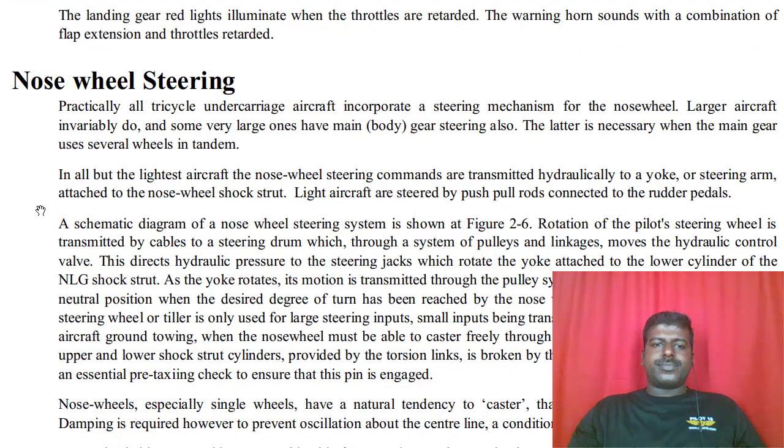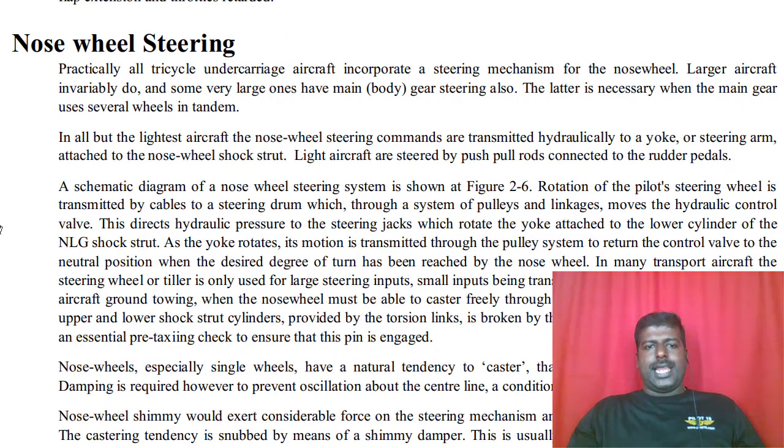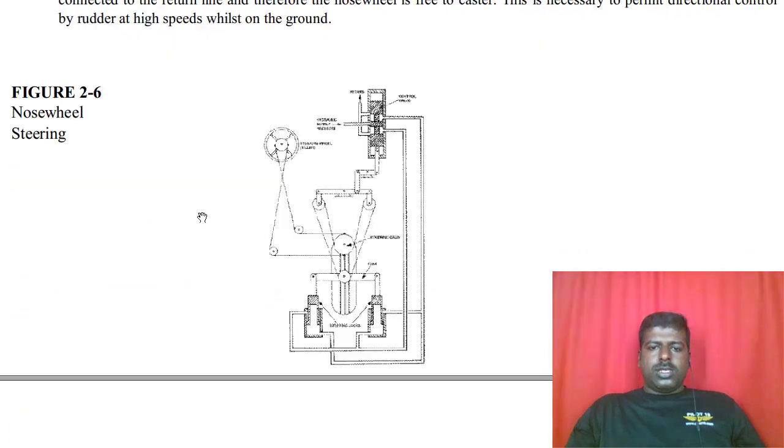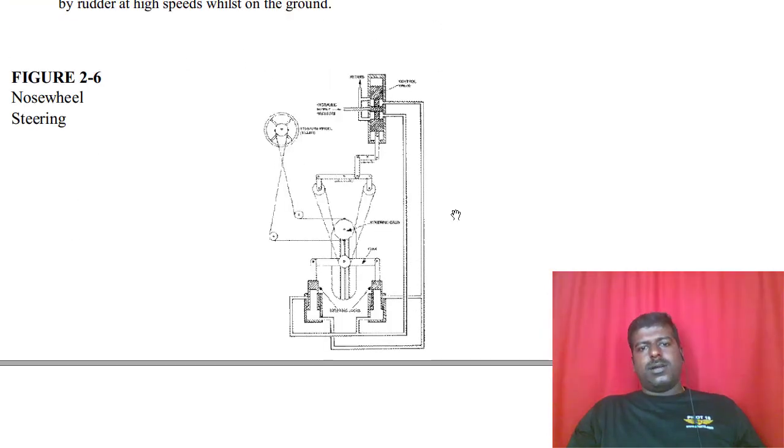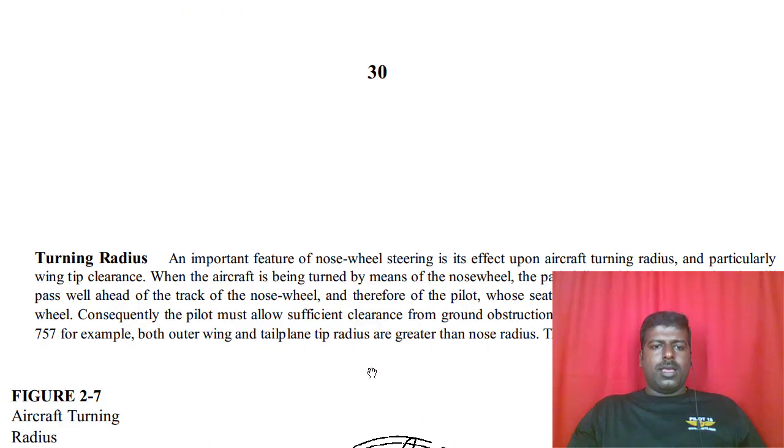Okay. Then comes nose wheel steering. Okay, steering means the directional control of the aircraft while it is on ground is provided by the movement of the nose wheel or the nose landing gear, NLG. So this is the basic symbol of the basic working principle of this steering. Okay.